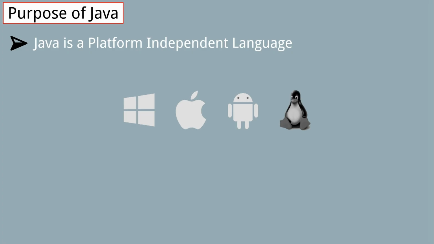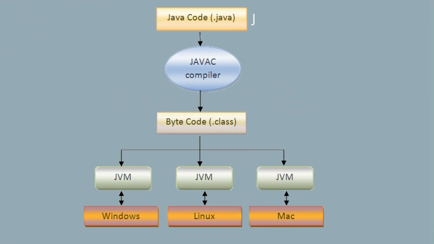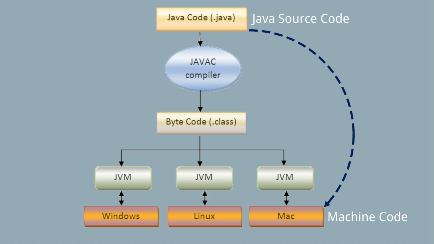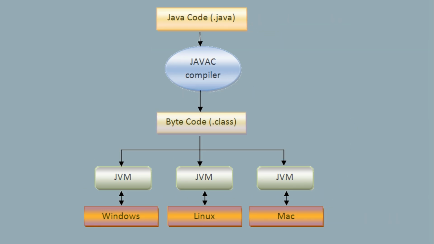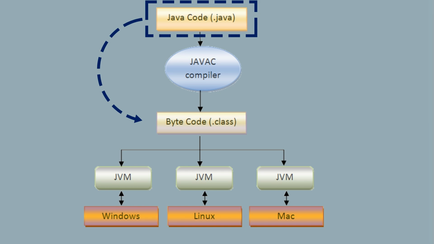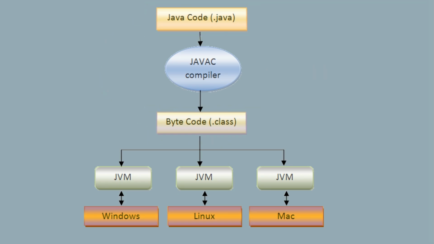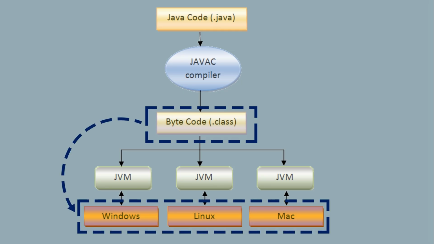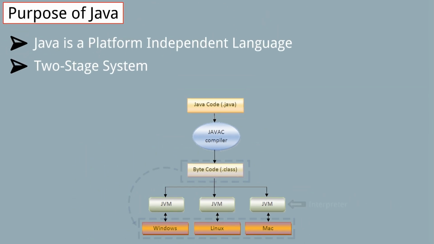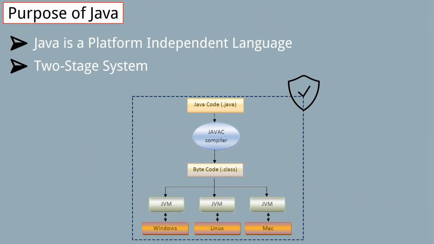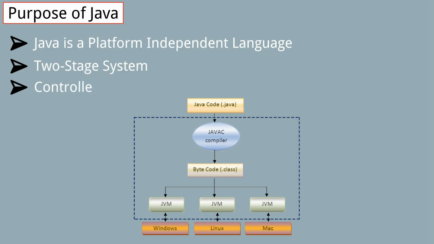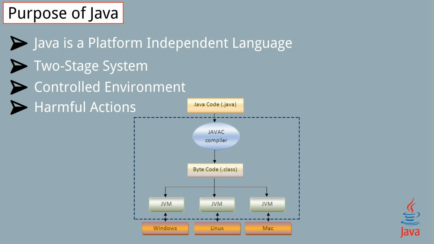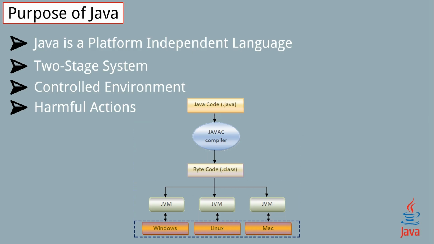Because of this advantage, Java is also called a two-stage system. This means that Java source code is converted to machine code in two steps. In the first step, the code is translated into a special format called bytecode by a program called a compiler. And in the second step, the bytecode is translated into machine code by a program called an interpreter. This special process makes Java more secure because the code runs in a controlled environment, preventing any harmful actions. So, thanks to this Java feature, which made Java more secure and gave it the ability to run on different devices without any changes.